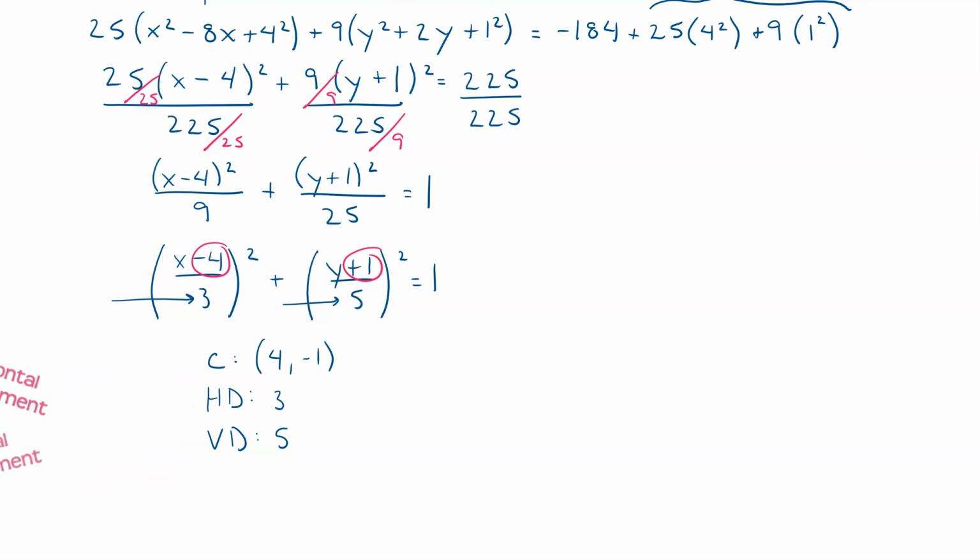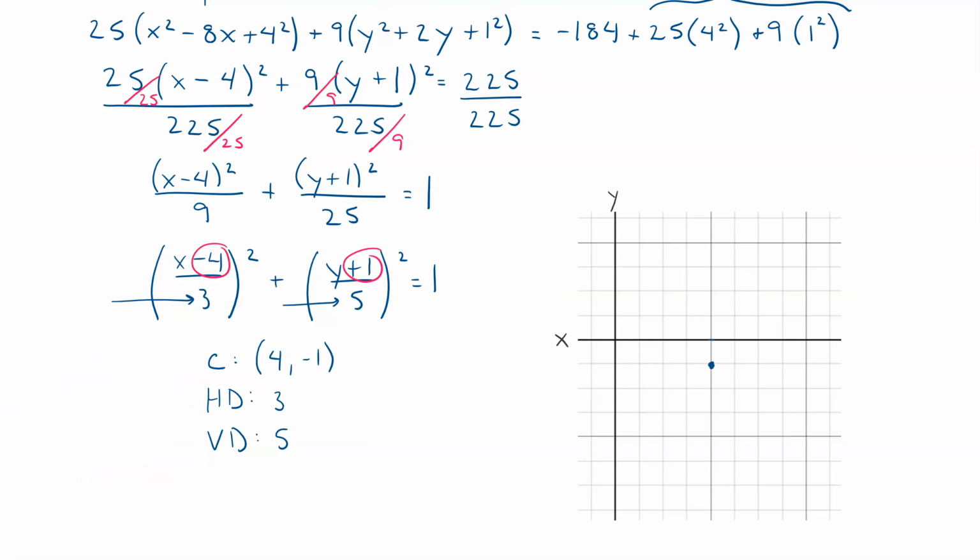So to sketch this, I'm going to go to 4, negative 1, put a point there. I'm going to label it as 4, negative 1, and then horizontally, I'm going to move 3 to the right from the center. So I'm going to go 1, 2, 3, put a point there, and then I'm going to go the other direction. 1, 2, 3, put a point there. Then vertically, I'm going to move 5. So I'm going to go 1, 2, 3, 4, 5, put a point there. And vertically again, I'm going to go 5. 1, 2, 3, 4, 5, put a point there.